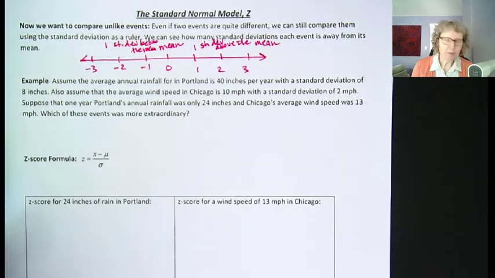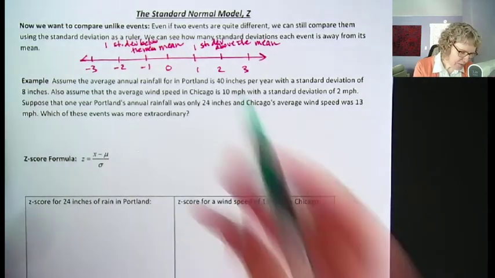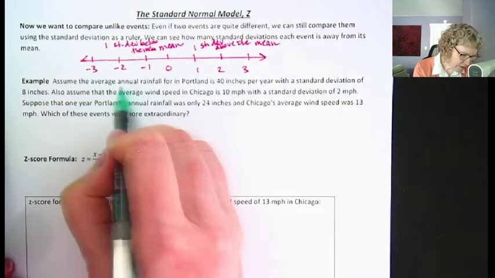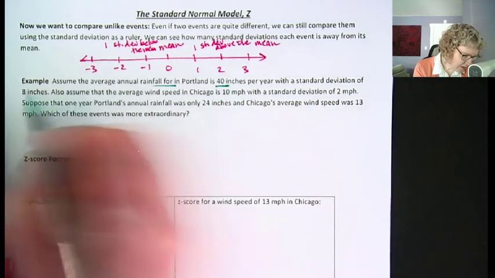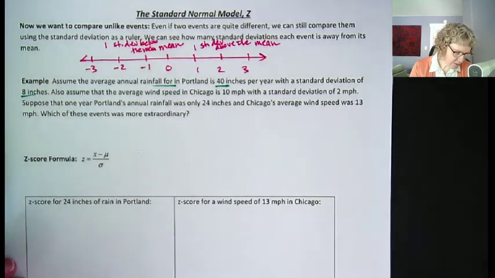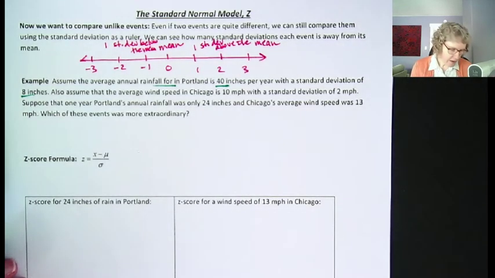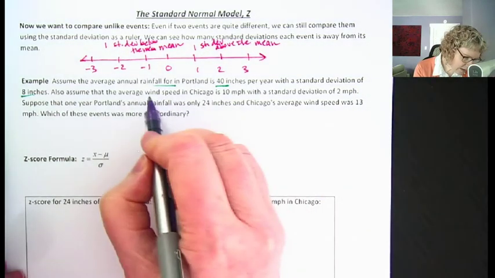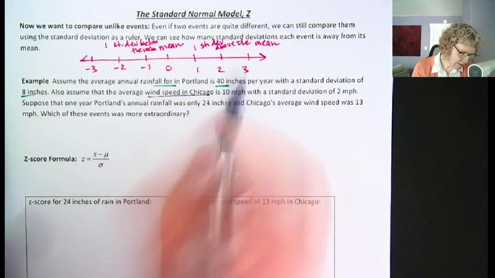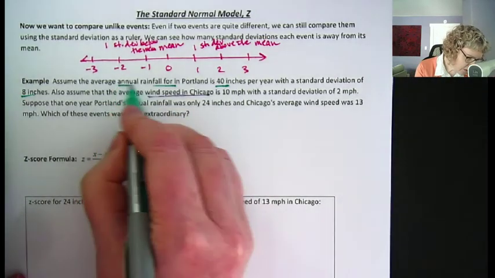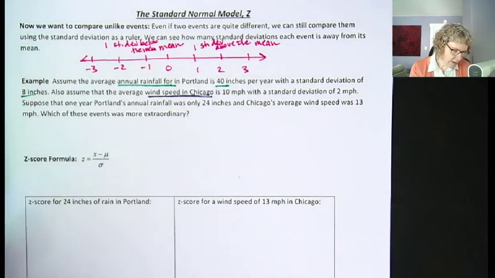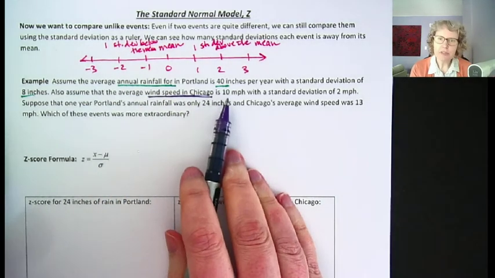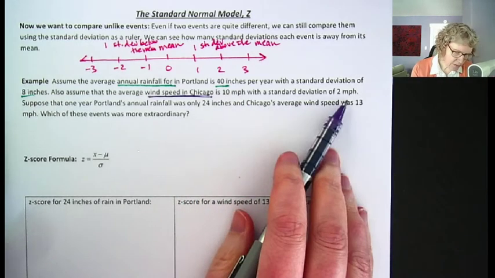Okay, so we're back to our rainfall example. Hopefully you're not getting too tired of this one. Annual rainfall for Portland is 40 inches per year with a standard deviation of 8 inches. And now we want to compare that with wind in Chicago, the windy city. So let's compare annual rainfall in Portland with the wind speed in Chicago. Now this says that it has an average of 10 miles per hour with a standard deviation of 2 miles per hour.